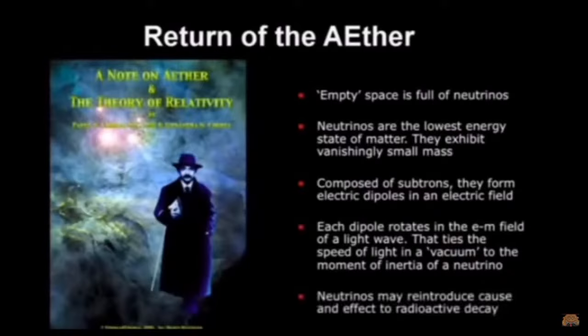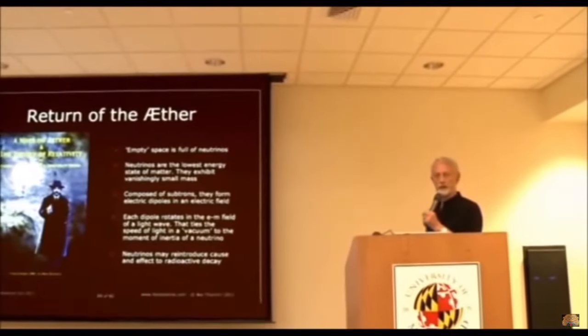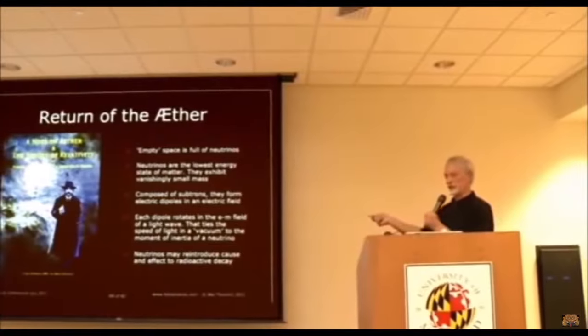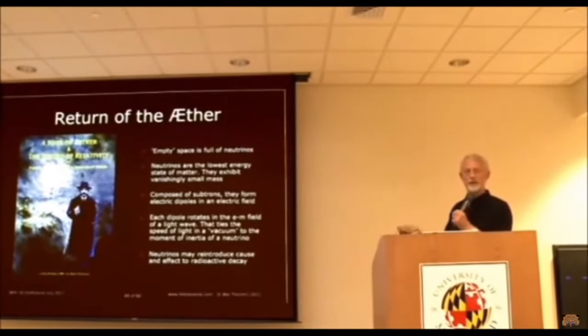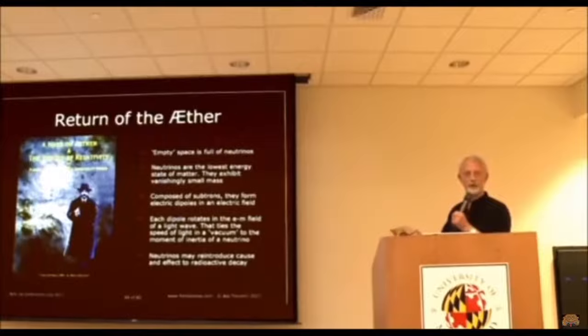And neutrinos may reintroduce cause and effect to radioactive decay. At present, it's a purely statistical phenomenon. The other thing is that it also solves the difficulty of the so-called annihilation of, and creation of matter in particle accelerators. You cannot do it, but if the neutrinos are the substrate, they can accept energy and become a particle and its mirror particle. I don't use the word antiparticle because there's no such thing. It's all matter, normal matter.